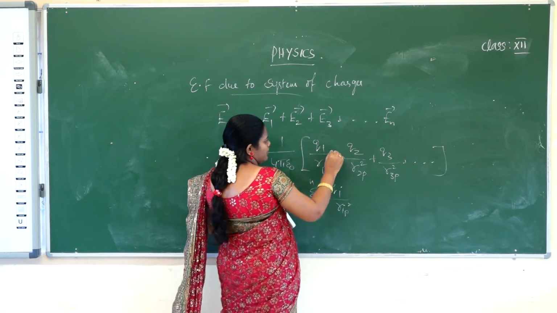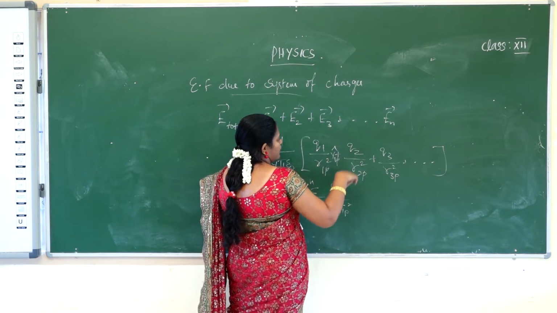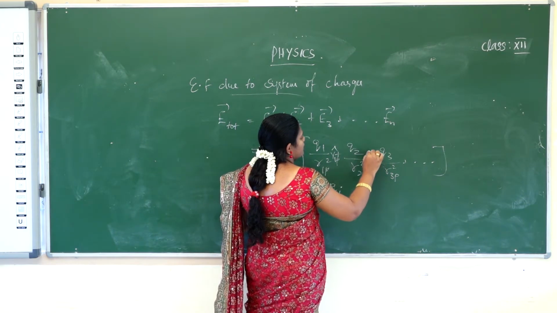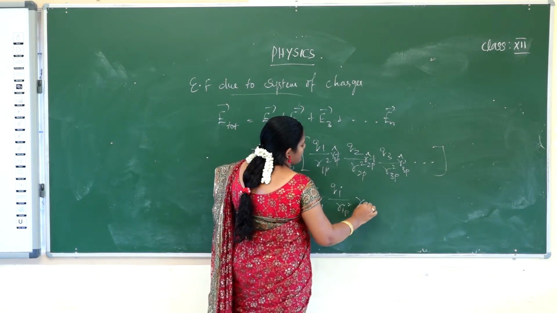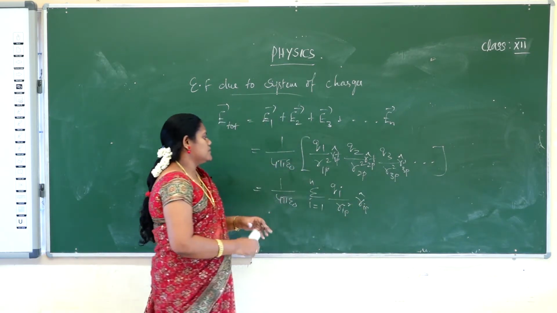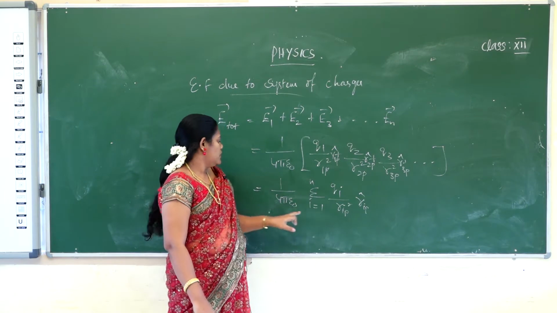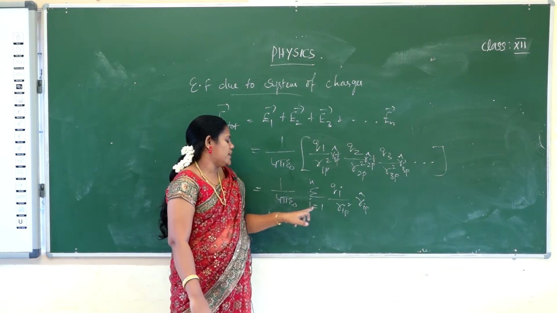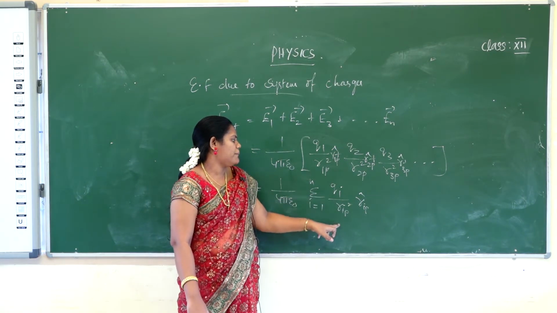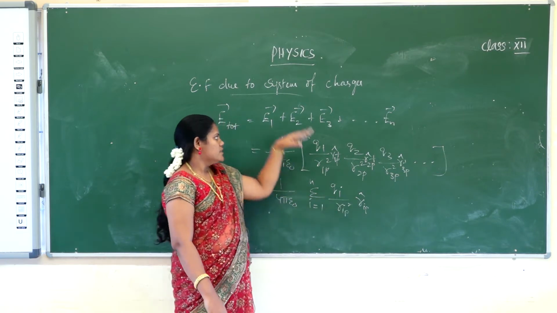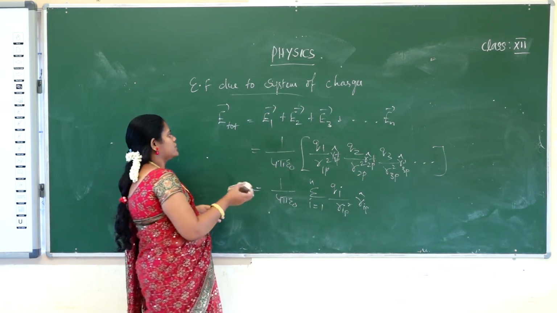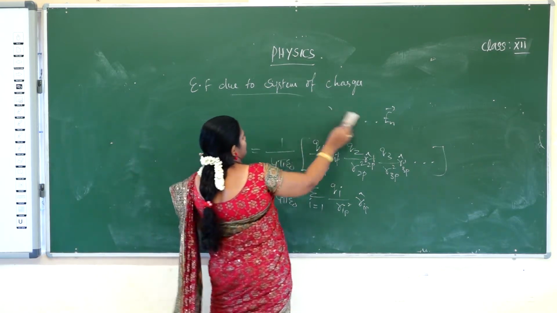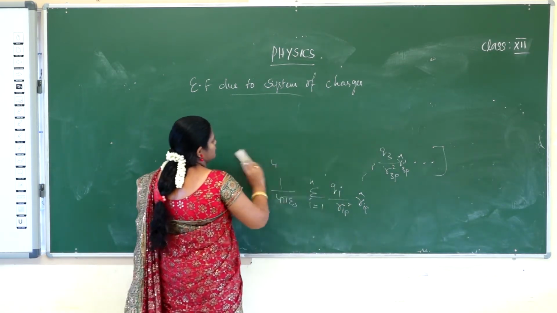Then you have to include the unit vectors for R1p, R2p and R3p, that is Rip cap. So the simplified expression is 1 by 4 pi epsilon naught summation of i equal to 1 to n of Qi by Rip square times Rip cap. This is the expression for a system of charges. Now go for the continuous charge distribution: electric field due to continuous charge distribution.